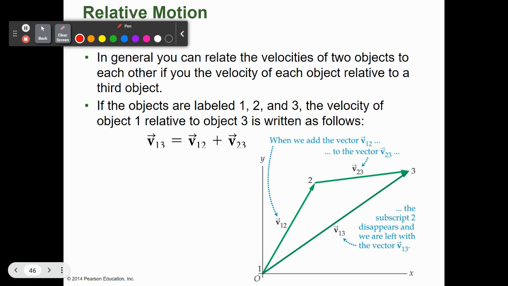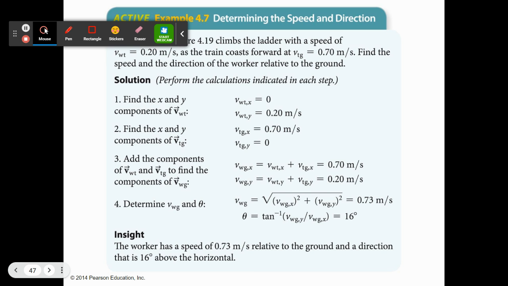Okay. So here's our three objects, 1, 2, and 3. So again, velocity or vector 1 to 2 and 2 to 3, when we add them together, that gives us the vector for 1 to 3. After you get all that labeled and straightened out, it's the same concepts for adding those vectors together that we've used before. Nothing else has changed. We just have lots and lots of subscripts to keep track of.